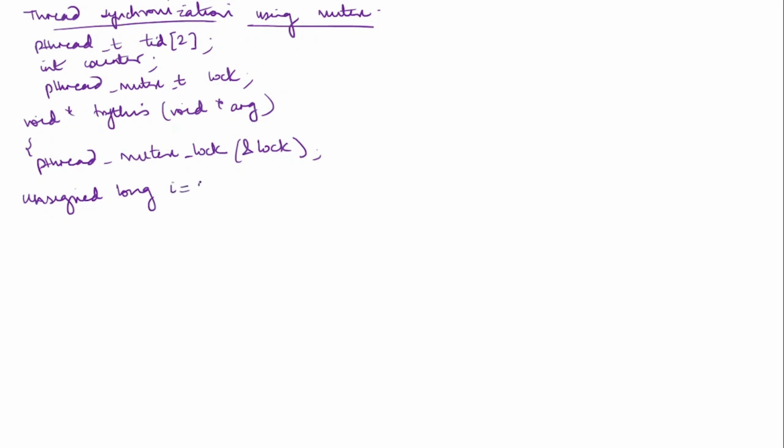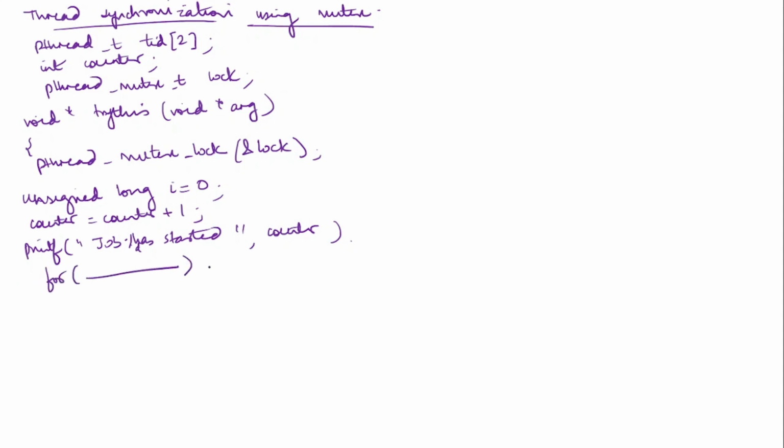This is the function. Now next I write the same piece of code: unsigned long i equal to 0, counter equal to counter plus 1, printf job has started, and I print the value of counter here. Since I am printing the value of the counter, obviously I should write %d here. Then a for loop which is actually doing nothing.